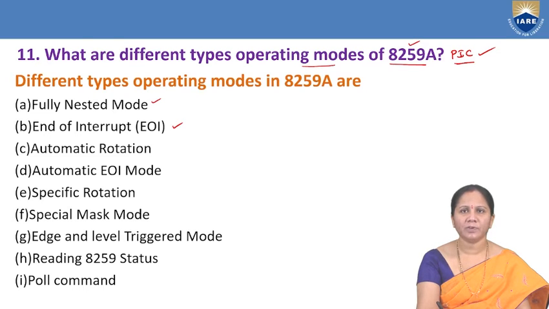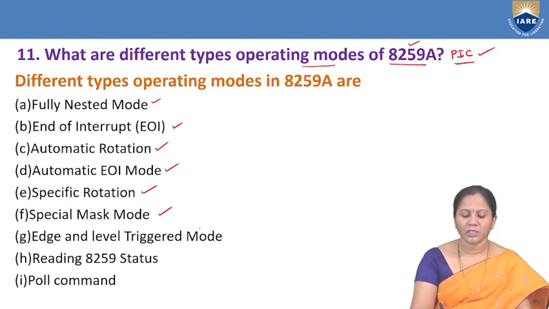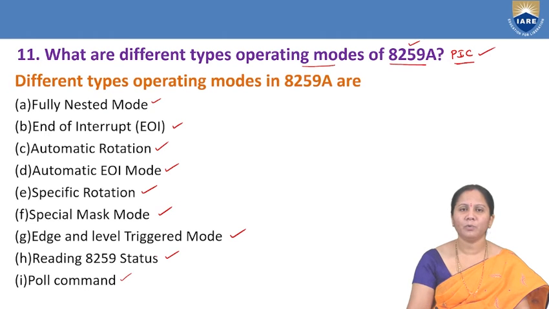Here EOI stands for end of interrupt. The next one is automatic rotation. The next mode is automatic EOI mode, that is, automatic end of interrupt mode. Then specific rotation mode, special mask mode, urgent level triggered mode, reading 8259A status, and poll command. Along with these, we also have additional modes in which the 8259A can be operated. These are some of the operating modes of 8259A.